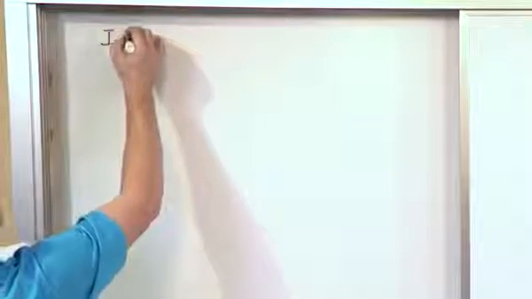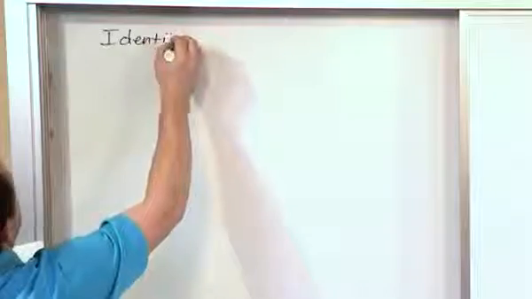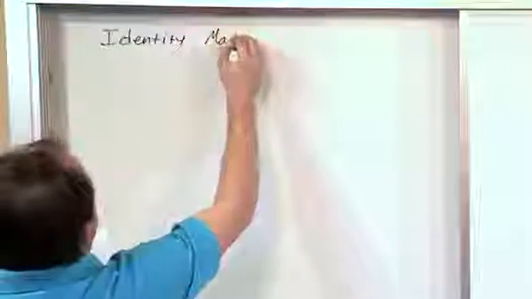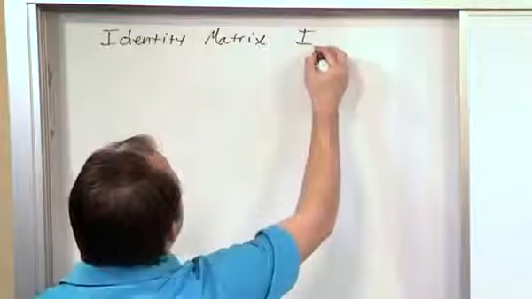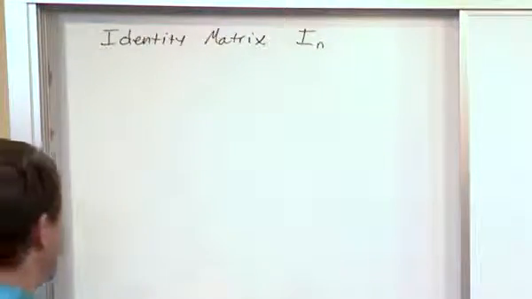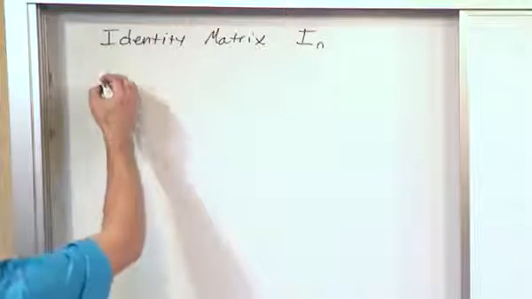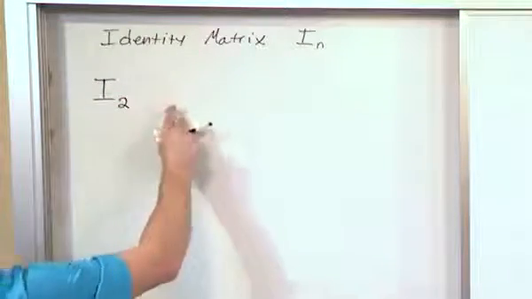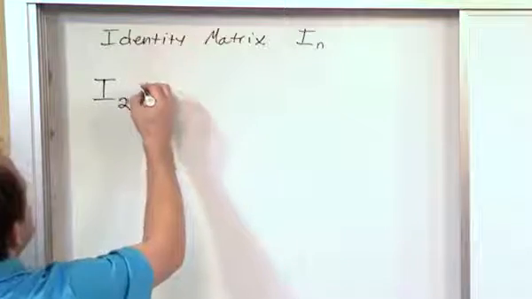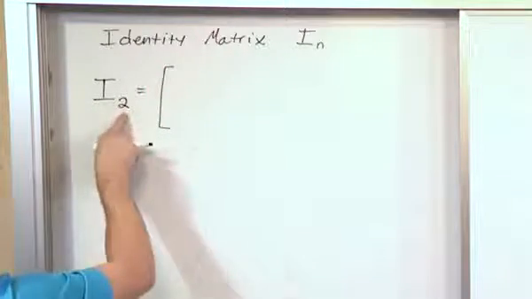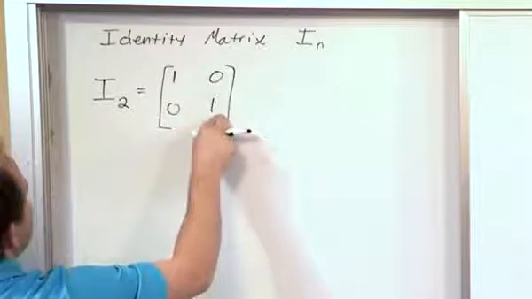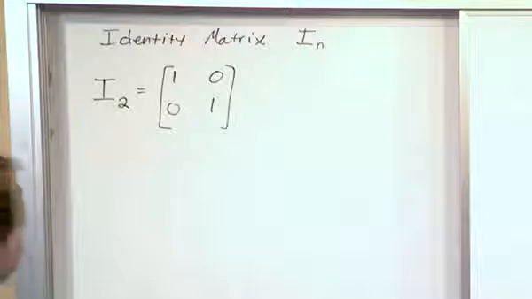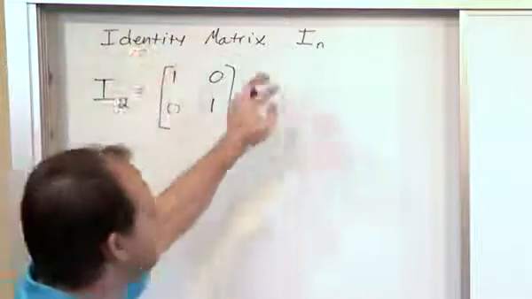Very, very simple. The identity matrix, the way you usually see it represented in a linear algebra book, is the capital I with a subscript n. You'll understand what the n means in just a second. If I have an identity matrix, I sub 2, notice in this case n is equal to 2, then it looks like this. Basically, it means a 2 by 2 matrix with the number 1 along the diagonal elements and zeros everywhere else.